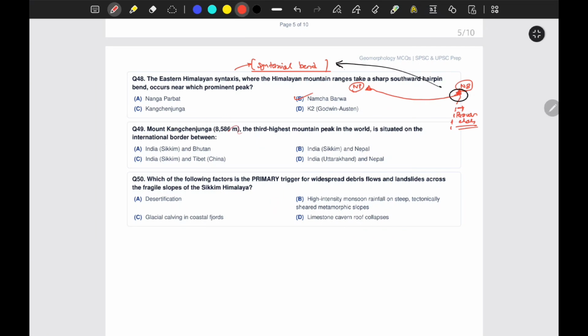Question number 49. Mount Kanchenjunga, the third highest mountain peak in the world, is situated on the international border between Sikkim and Bhutan, Sikkim and Tibet, Sikkim and Nepal, or Uttarakhand and Nepal. It is option B, Sikkim and Nepal. The last question. Which of the following factors is the primary trigger for widespread debris flow and landslides across the fragile slopes of the Sikkim Himalaya? Desertification, glacial carving of coastal fjords, limestone cavern roof collapses, or high intensity monsoon rainfall on steep tectonically sheared metamorphic slopes. See, not desertification, not glacial carving, not limestone cavern. The correct answer is option B.